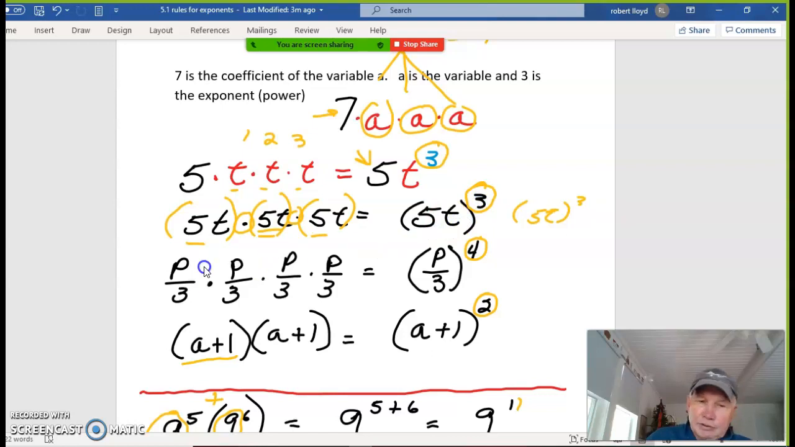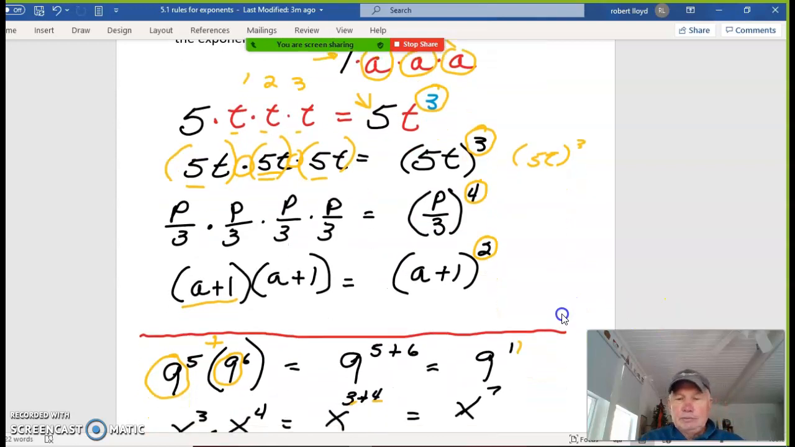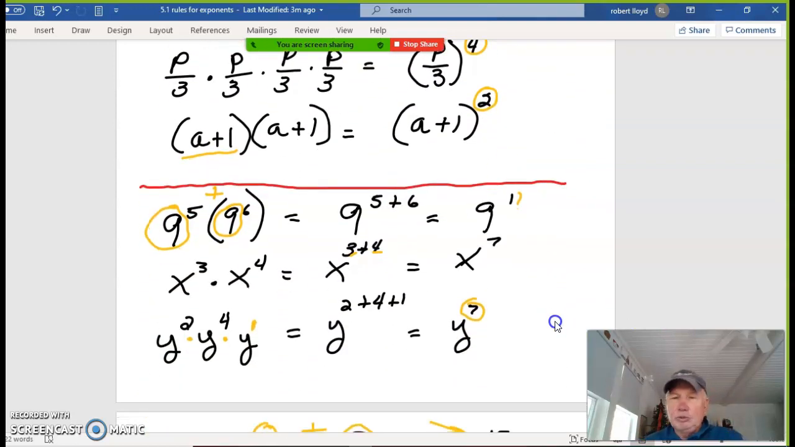We can also have fractions. The quantity p divided by 3, and we have 1, 2, 3, 4 of them. So it's the quantity p divided by 3 to the fourth power because we have 4 of them all multiplied together. You can also have quantities. Remember, you treat a quantity as if it were a single number. So the quantity a plus 1 times the quantity a plus 1, there's 2 of them. So it's the quantity a plus 1 to the second power, or squared.